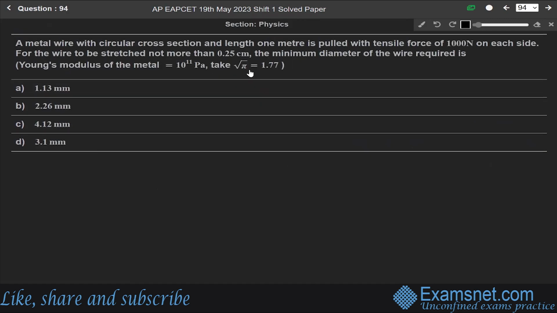Now next question 94. A metal wire with circular cross section and length 1 meter is pulled with a tensile force of 1000 Newton on each side. For the wire to be stretched not more than 0.25 centimeter, the minimum diameter of the wire required is. So this question is from the chapter of mechanical properties of solids.